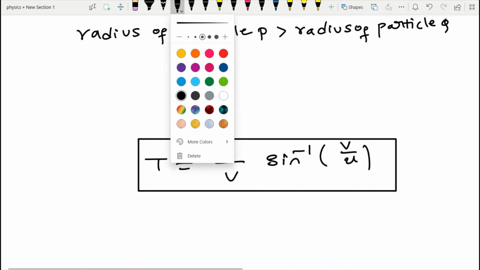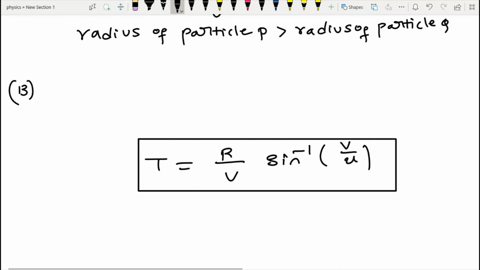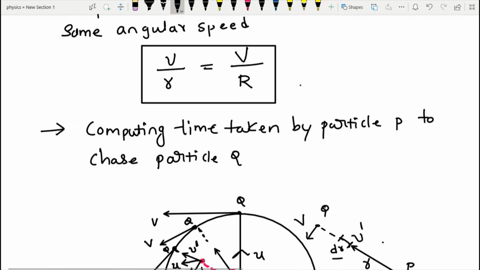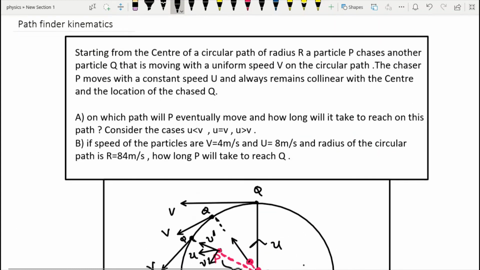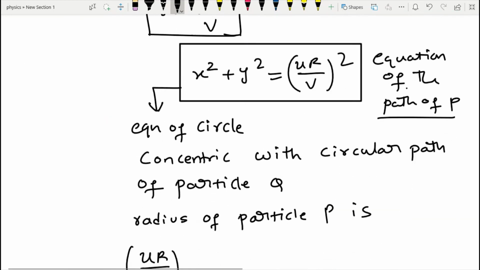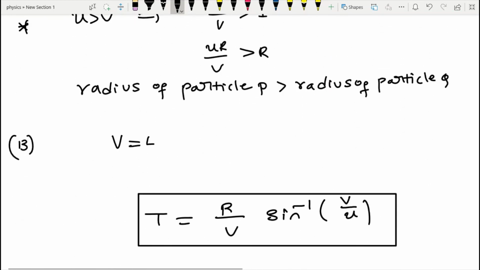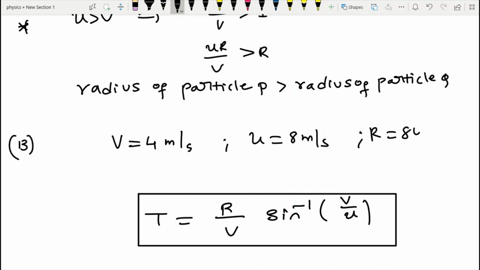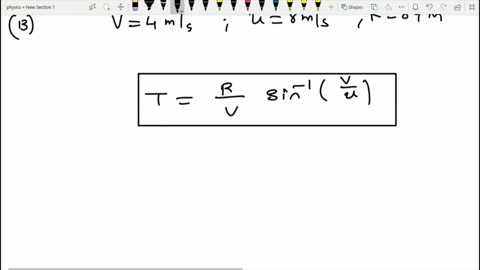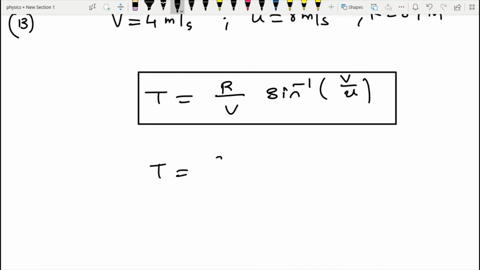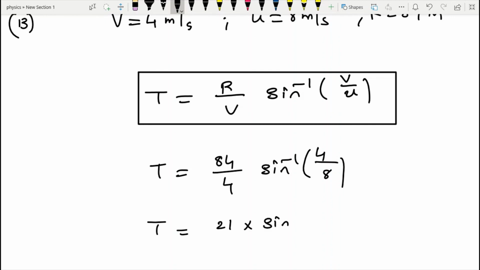Now let us see the part B solution of this problem. The velocity of particle Q is given here: V is 4 and u is 8. R is 84. So these are the given values and we have to find the time. T is equal to R, that is 84, divided by V, which is 4, times sine inverse of V by U, that is 4 by 8. So T is, with cancellation here, 21 times sine inverse 1 by 2.